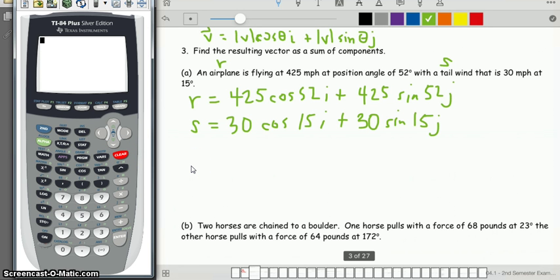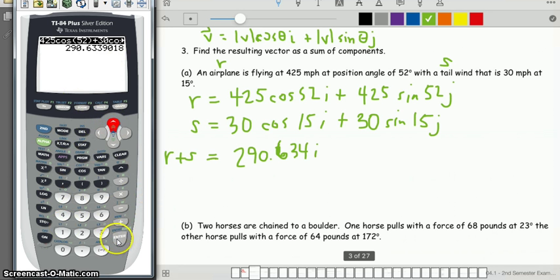Then all I'm going to do is simply add the components together. So I'm going to add the i components together and the j components together in my calculator. So it's 425 cosine 52 plus 30 cosine 15, and I get 290.634i. Then I'm going to do the same thing for the other guy there.